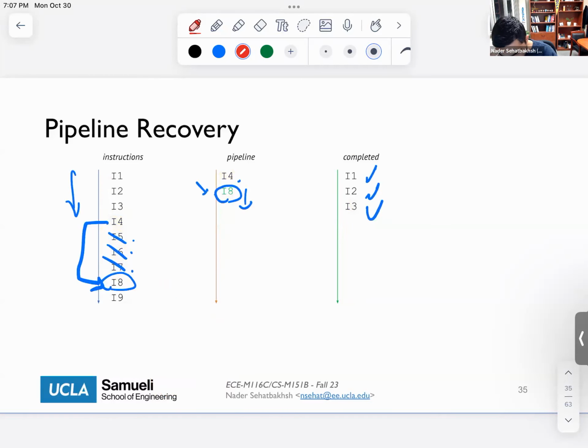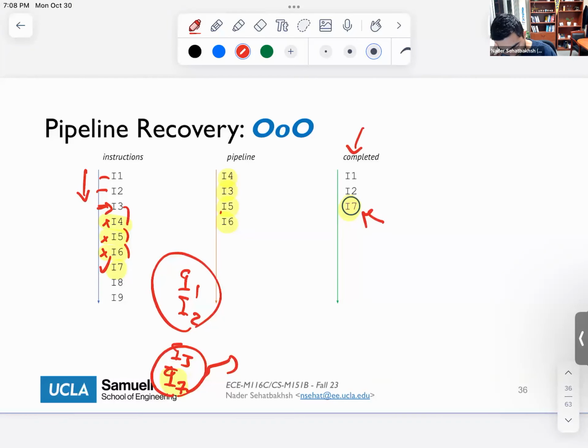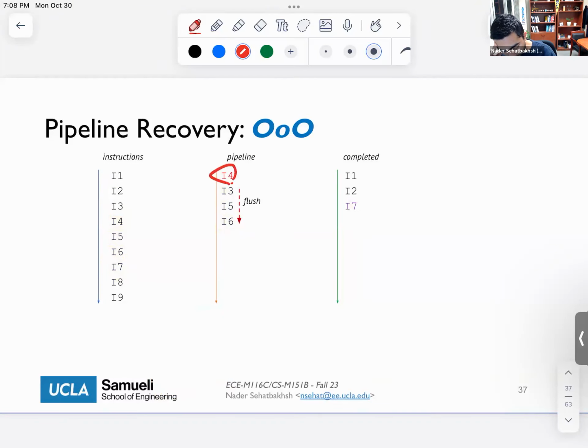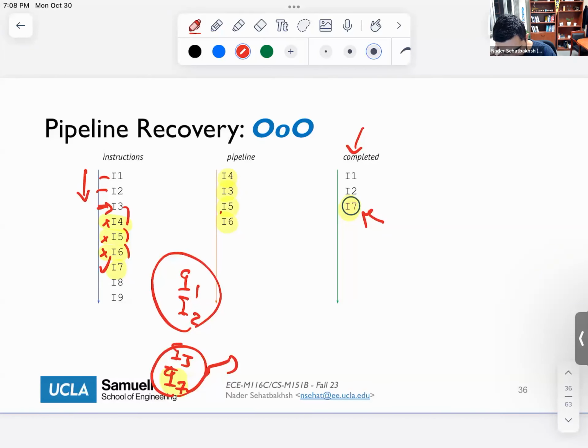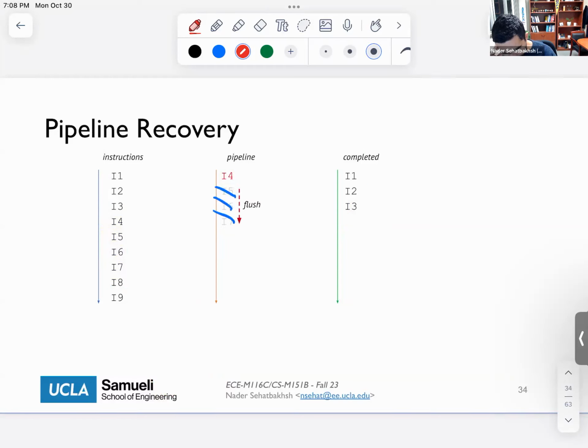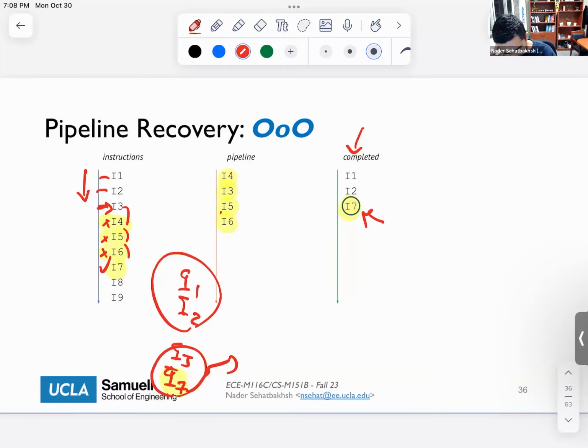Now going back to the same example, if this I4 is a branch instruction that's supposed to be taken and go to I8, let's see what happens here. We're going to have I4 and we're going to realize that, oops, this is a branch, and now we have realized that this should be taken. What should we do? The previous approach said that everything has to be flushed, right? So I5, I6, I7 have to be flushed. But let's see what happens here.